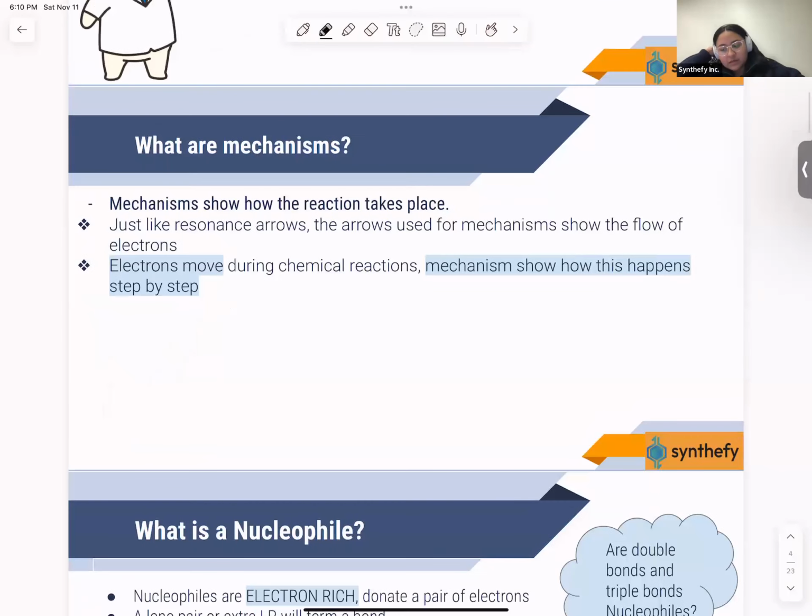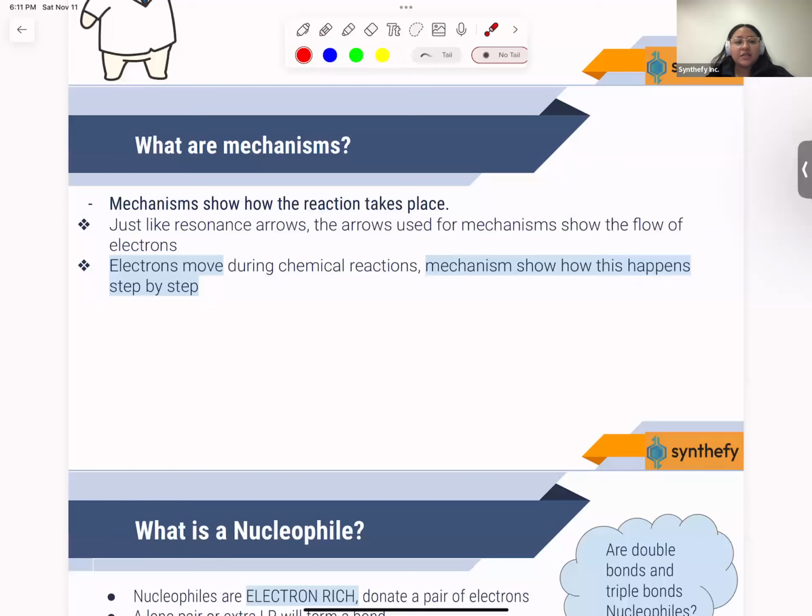So, what are mechanisms? Mechanisms show how the reactions take place. So, what does this mean? Well, just like resonance arrows, and I imagine you already know how to do that, and you've already covered that in your organic chemistry class, it's the same thing. The arrows show the flow of electrons. It shows how these electrons are moving, but now in reaction mechanisms, we're going to use them to show bond breaking and bond forming. And we're going to show how this happens step by step.